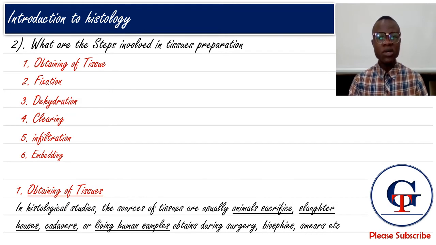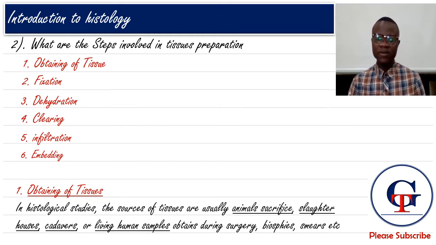So, we now know what histology is all about. It is then prudent that we understand how these tissues are prepared for observation under the microscope. Here we see that there are basically six steps that are involved in the preparation of tissue for microscopy.